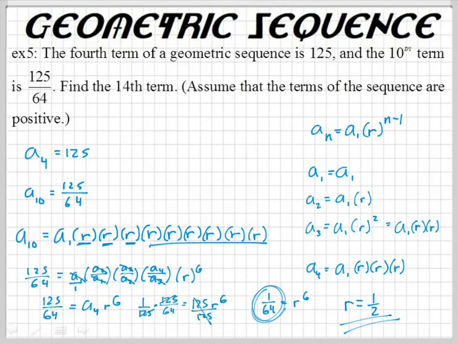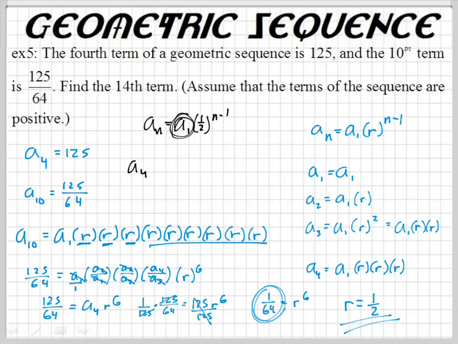Once we have our ratio, now we can find the 14th term. What do we need to know in order to find the 14th term now? We need to know what a sub 1 is. Can we find a sub 1? Let's see. A sub n equals a sub 1 times 1 over 2 raised to the n minus 1. We need to know this guy. So in order to know that guy, we can choose one of these terms. I'm going to choose this one because he looks nicer than the fraction.